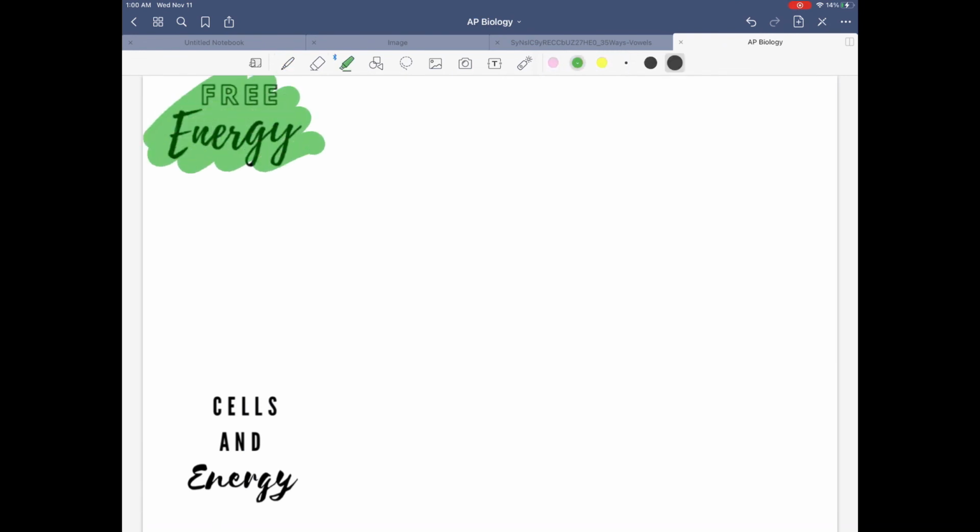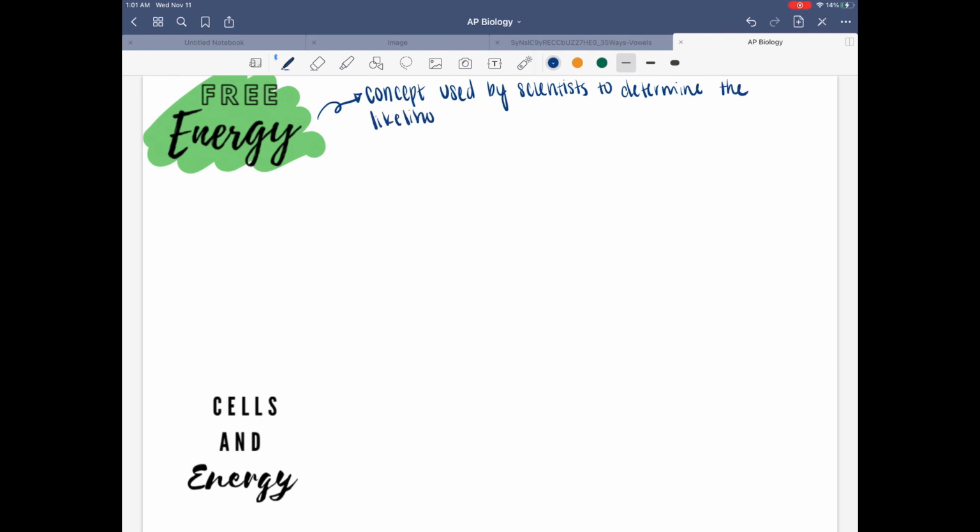All right, free energy. So we know that the laws of thermodynamics apply to the universe as a whole. Scientists use this concept called free energy to help them determine the likelihood of specific reactions happening in organisms. Basically, this is used to determine if a reaction is going to be energetically favorable. Are we going to get energy from this reaction, or is that reaction going to end up costing us energy?